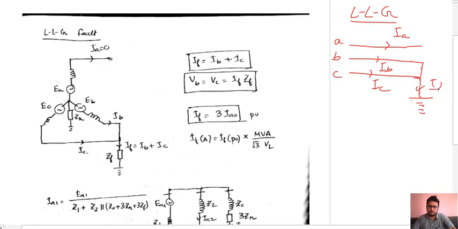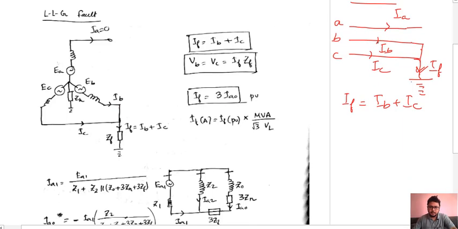Here what current is going to flow? IF. And what is IF? IF equals IB plus IC, because the fault is occurring between line B and line C. So IB and IC are coming. IB and IC together are known as the fault current. This is the fault current. So this is the first point.